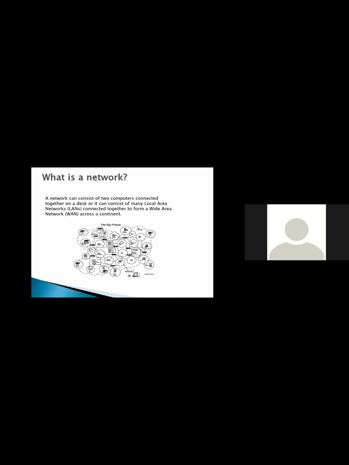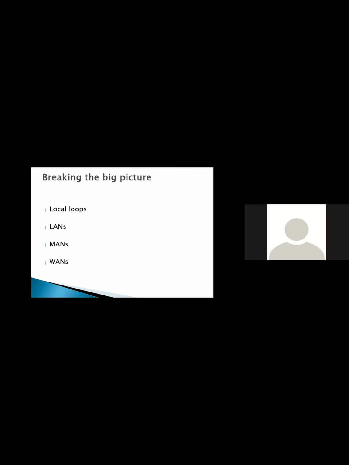What is a network? A network can consist of two computers connected together on a desk, or it can consist of many local area networks, called LANs, connected together to form a wide area network, WAN, across a continent. Breaking the big picture: local loops, LANs, MANs, WANs. LANs, local area networks; MANs, metropolitan area networks; WANs, worldwide area networks.